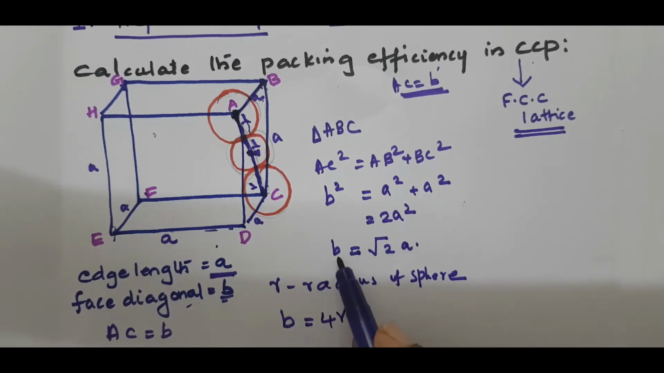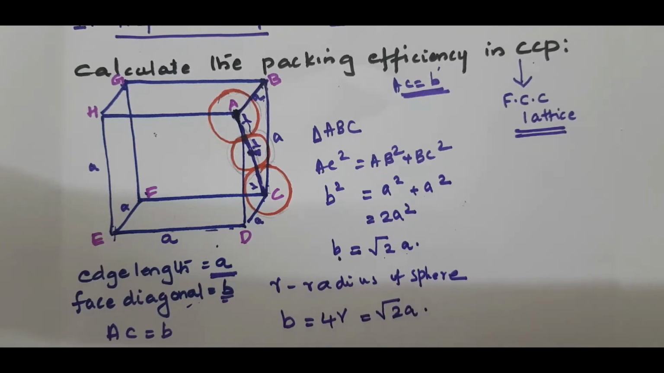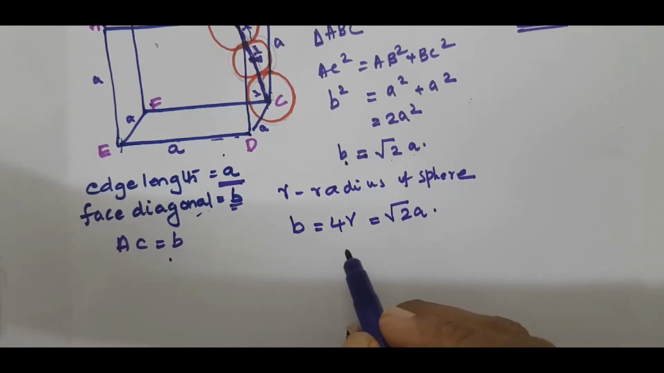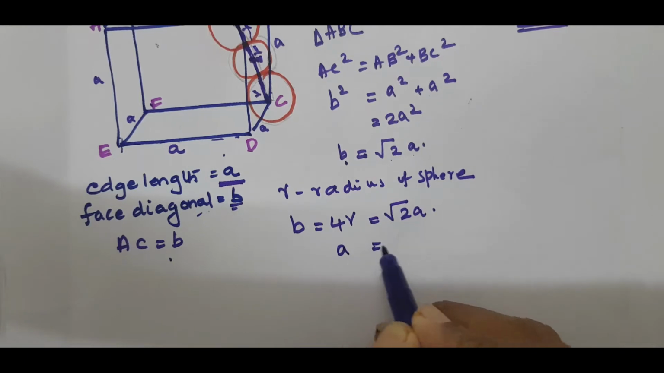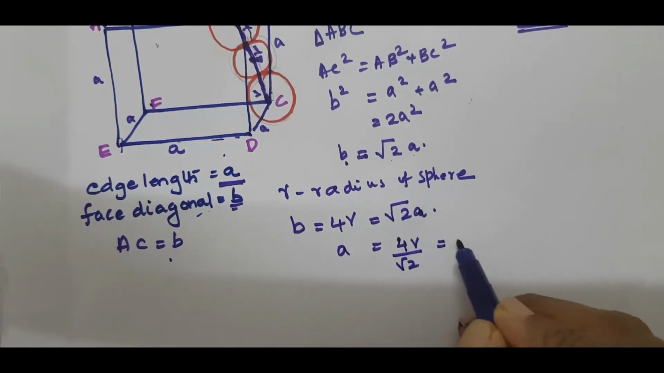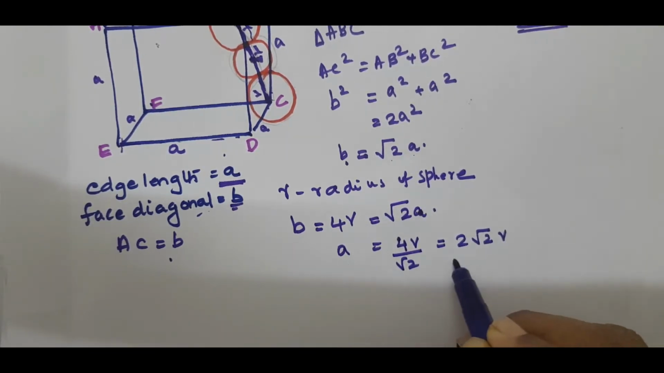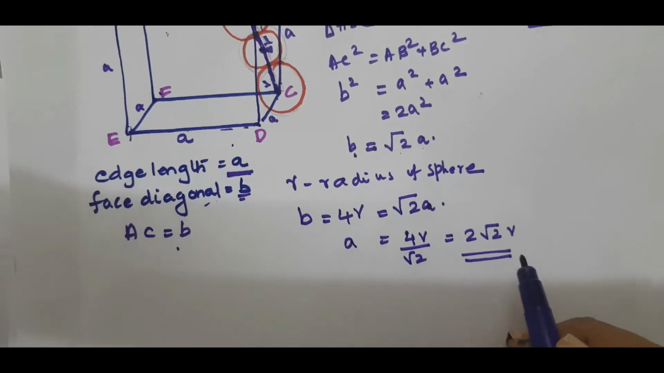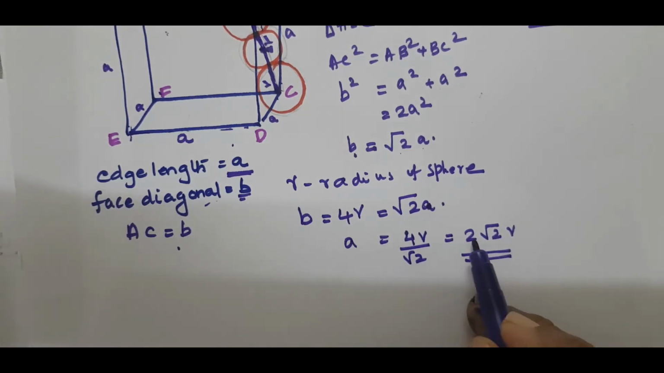And we know that B is equal to root 2 A. So I can again write 4R is equal to root 2 A. Clear? Okay. Now from this we can find the edge length. How will you find the edge length? A is the edge length. Correct. A is equal to 4R by root 2, or it is equal to 2 root 2 R. See? So this is how we are finding the edge length A.